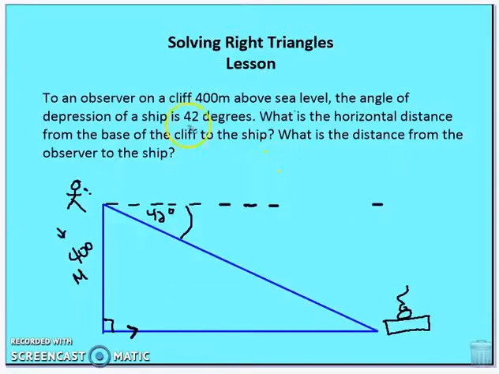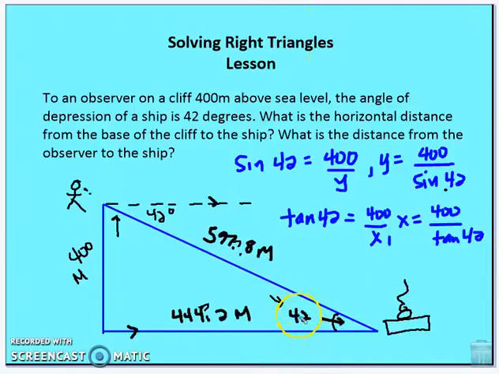All right, so let's use what we know about angle of elevation and depression to solve a problem. To an observer on a cliff, 400 meters above sea level here, the angle of depression to a ship is 42 degrees. We want to find the horizontal distance from the base of the cliff to the ship, and the distance from the observer to the ship. Now the problem is we have 42 degrees here. Here's the angle of elevation, but it's not part of our right triangle. So we're going to use what we know about alternate interior angles to solve for this angle, and then use trig to solve for the rest.